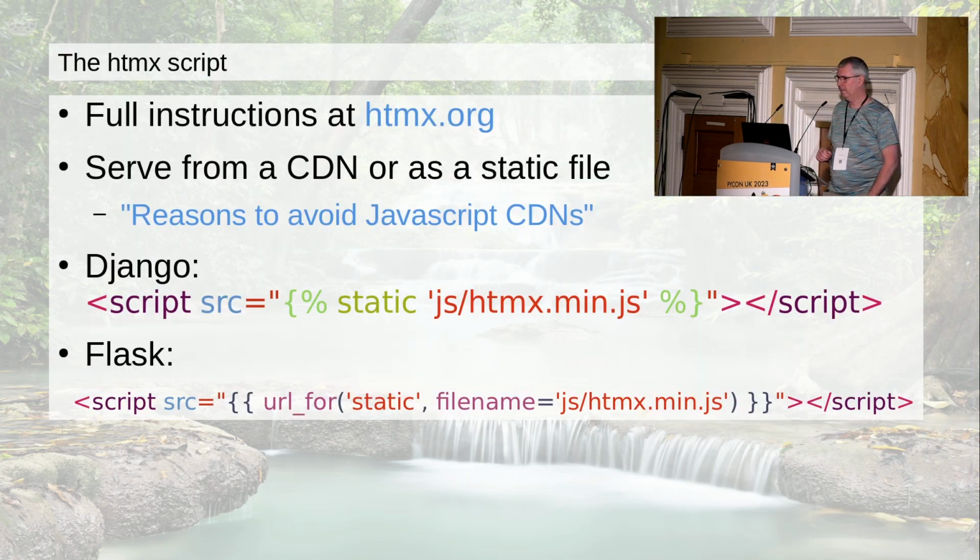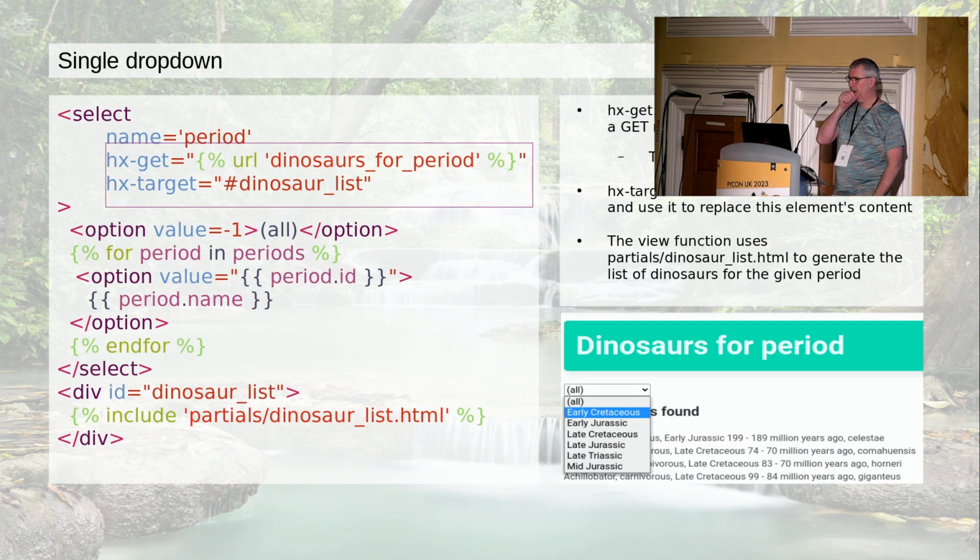Okay, so then on to the code. The first step is, of course, we need to link to the htmx script. You can either use a content delivery network or serve the script yourself. I like serving scripts myself. So in this case, I've taken the script from the htmx website and I've just put it in the Django static folder, JS subfolder. It's just a script. Okay, fairly straightforward.